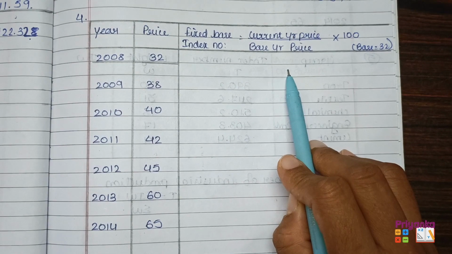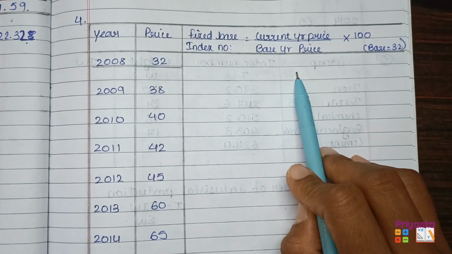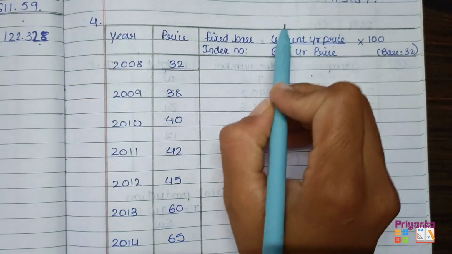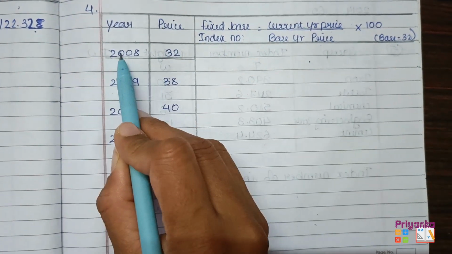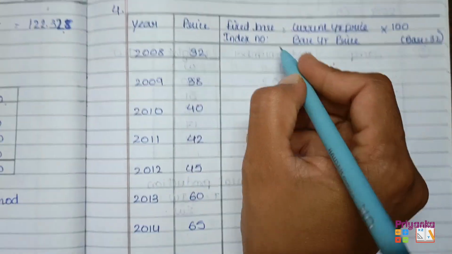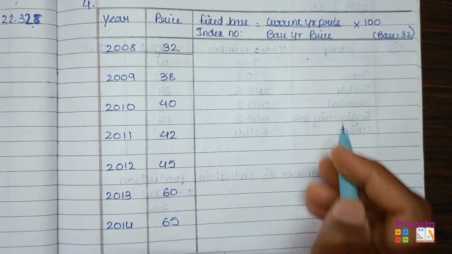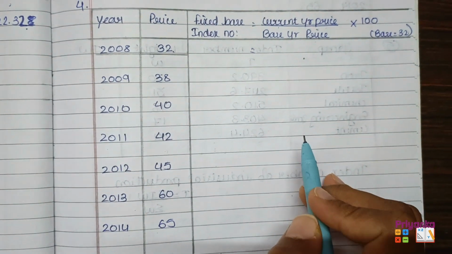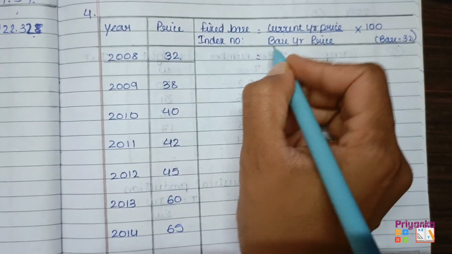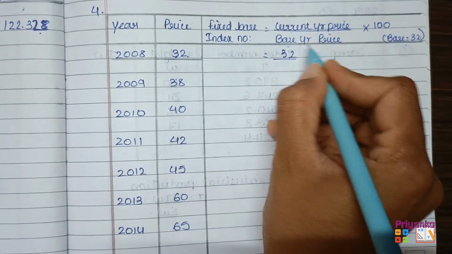First they told you to find out the fixed base index number. So for this we need a current year price and base year price. As per the question, base year is 2008, means we are going to take 32 again. So as per the formula, remember to write down the formula, and as it is shown, the same has to be solved in your book as well as in your exam. Current year price, here we can see 32, divided by base year price.